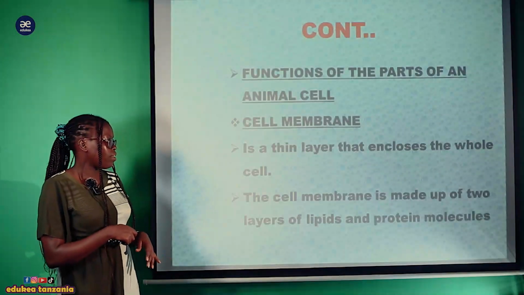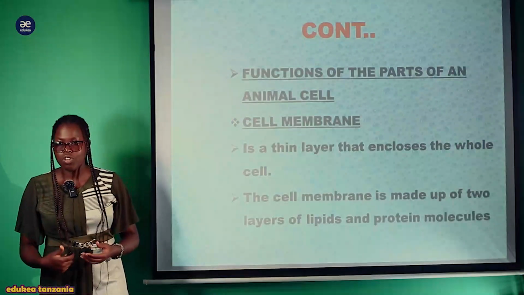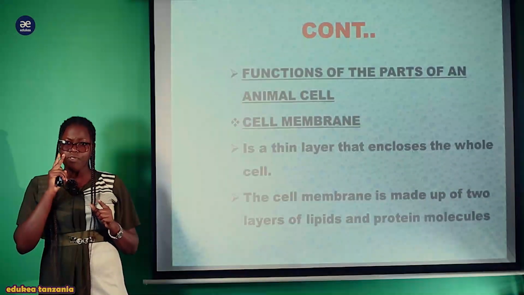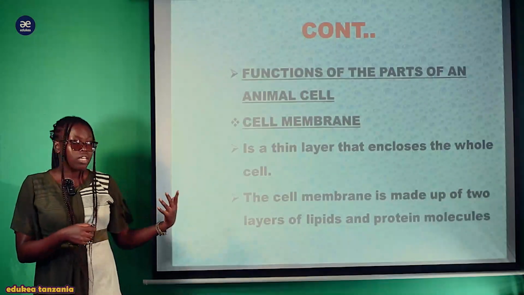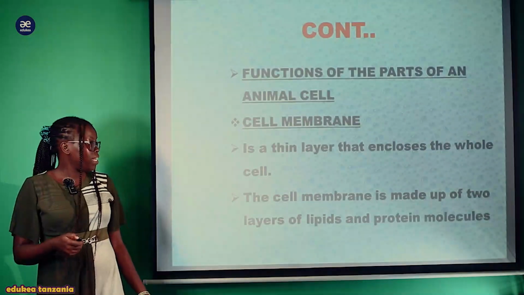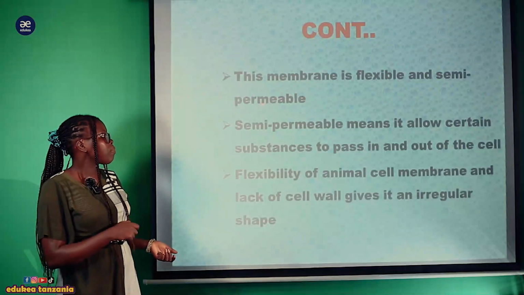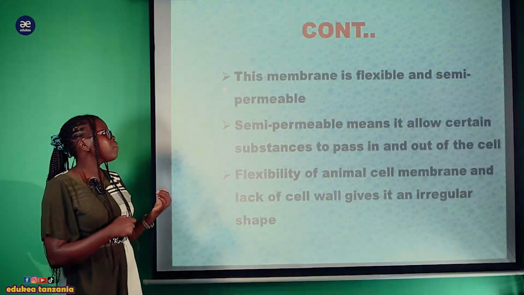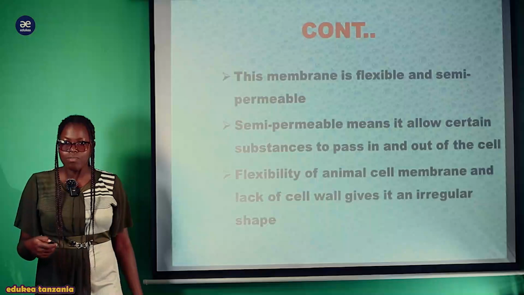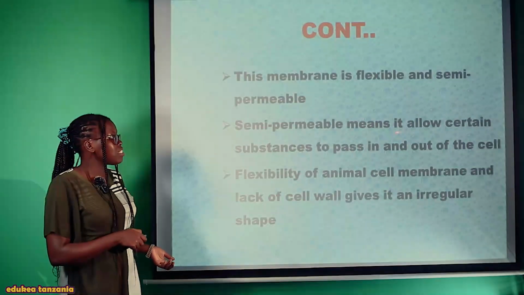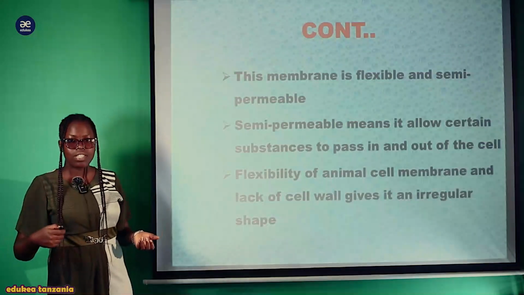The membrane is made up of two layers of lipid and protein molecules, or in other terms it is called the phospholipid layer, meaning that it is made up of two layers of protein and lipid. This phospholipid layer plays an important role in this cell, meaning that this membrane is flexible and selectively permeable, meaning that it allows some substances to pass and does not allow other substances to pass through. So it allows certain substances to pass in and out of the cell and does not allow other substances to pass out or into the cell.